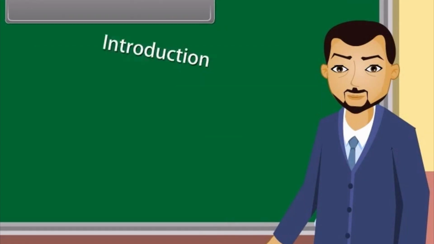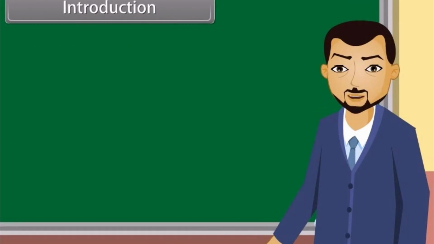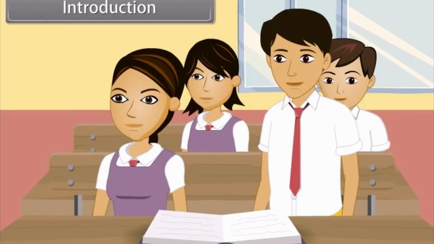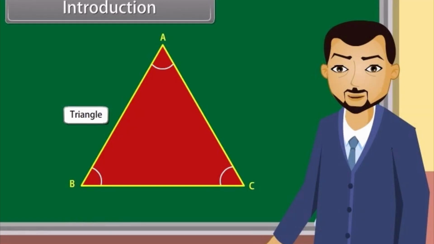Introduction. Students, you must have studied about closed figures. Now, what do we call the figure which is formed by three intersecting lines? A triangle, sir. Yes, you're right, Rahul. A triangle. It has three sides, three angles, and three vertices. Today I will tell you about the congruence of triangles and the properties of triangles. Come, let's start.